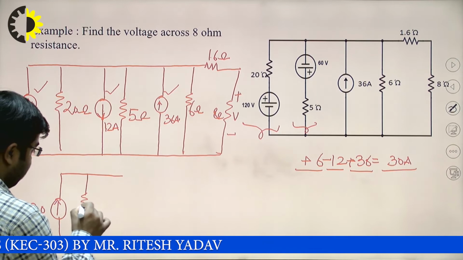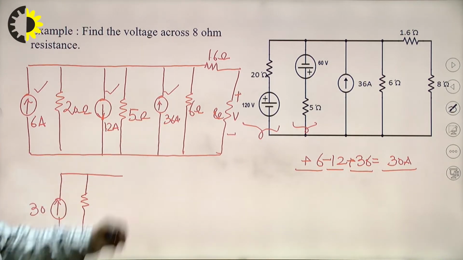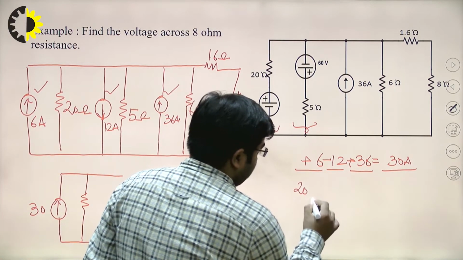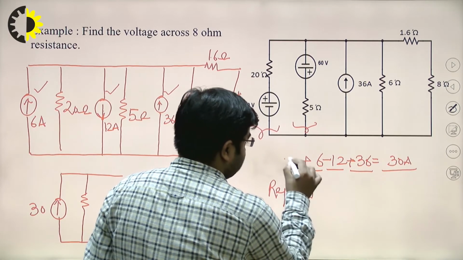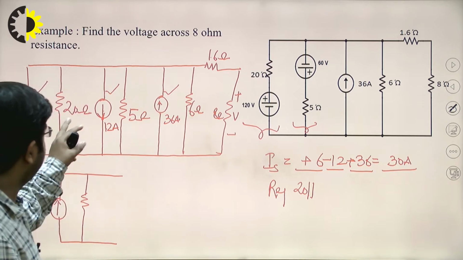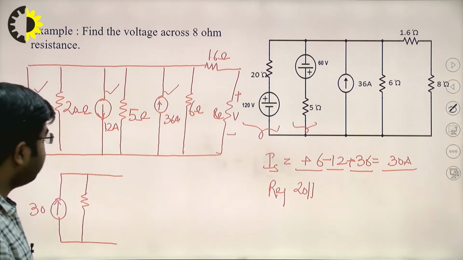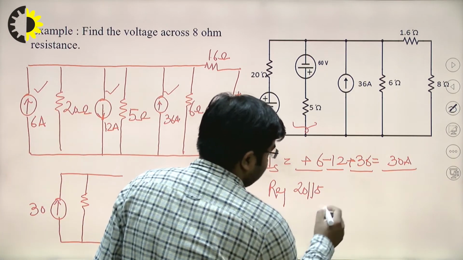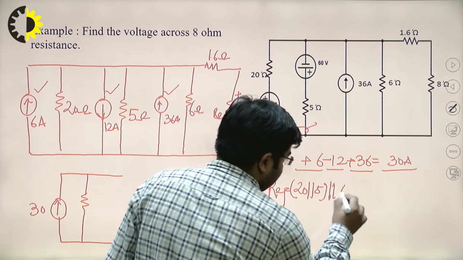Then you can connect the resistance here. So you can combine 20 ohm, 5 ohm, 36 ohm. After combining, this will be R equivalent. Suppose this is IS equivalent. So R equivalent, this 20 ohm, 5 ohm and 6 ohm are in parallel.